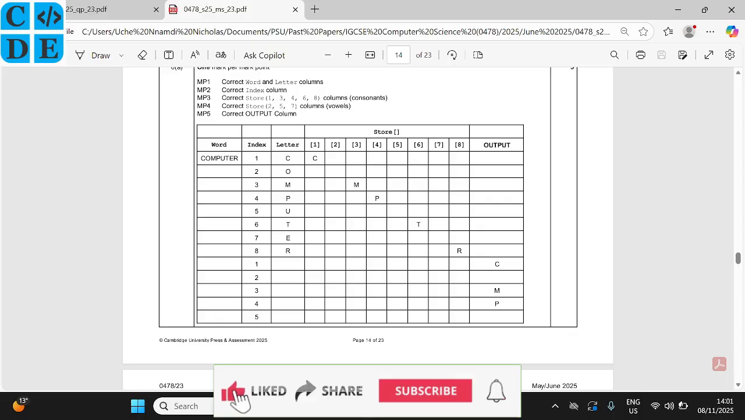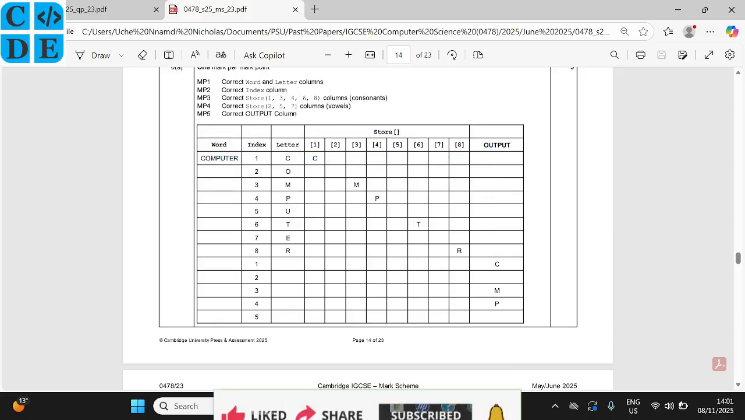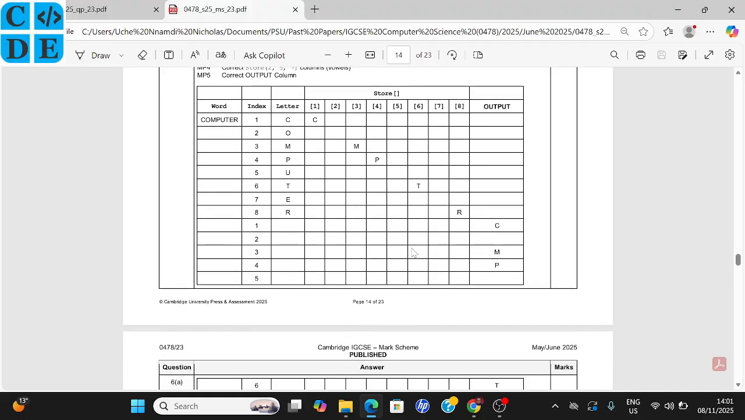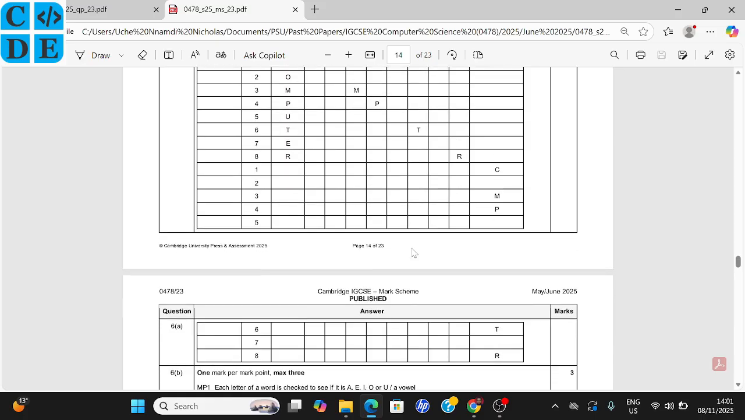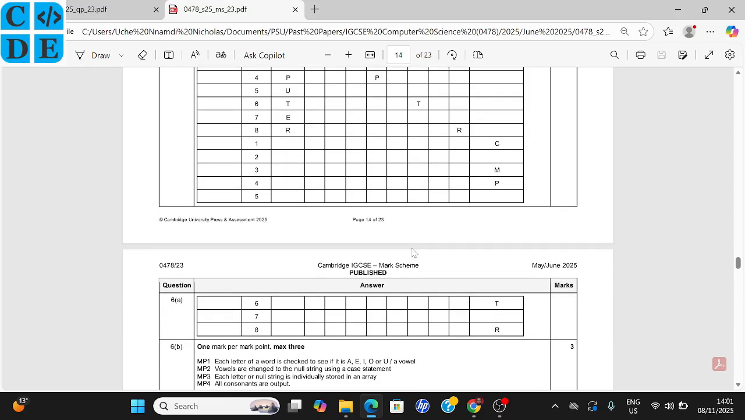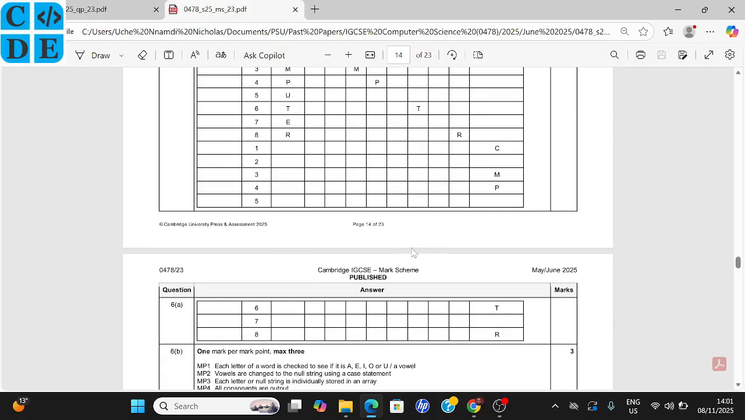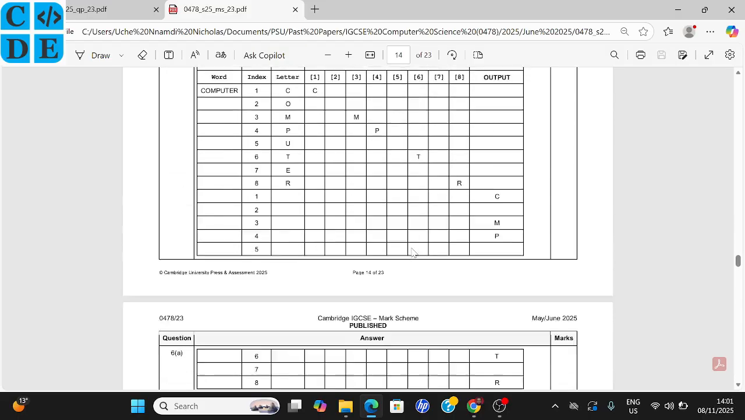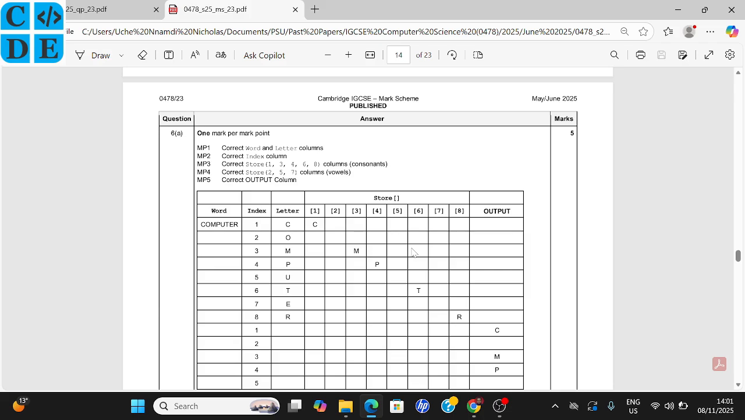1 3 4 6 8, 1 3 4 6 8. The marks are not given horizontally, they are given by the columns. Okay, they are given by the columns, right? So with that, our answer is as correct as the mark scheme as well. So that's what we have there. I hope this is clearly understood, and it makes a lot of sense.